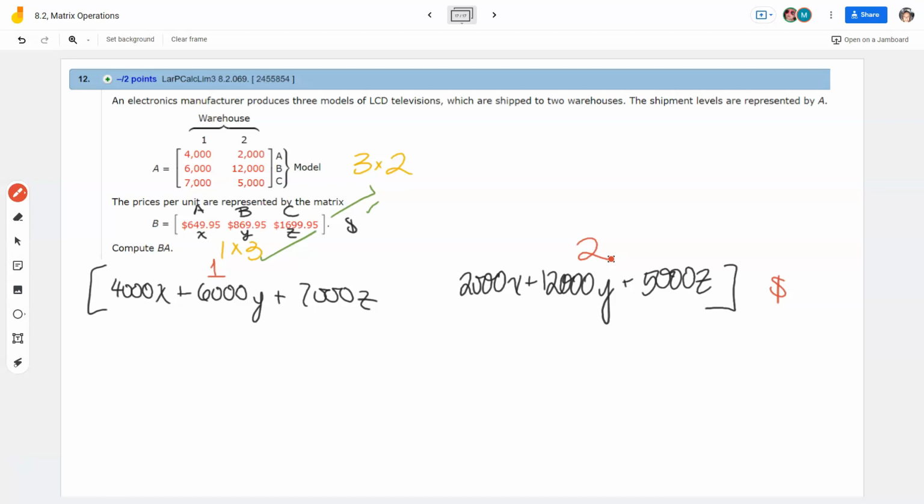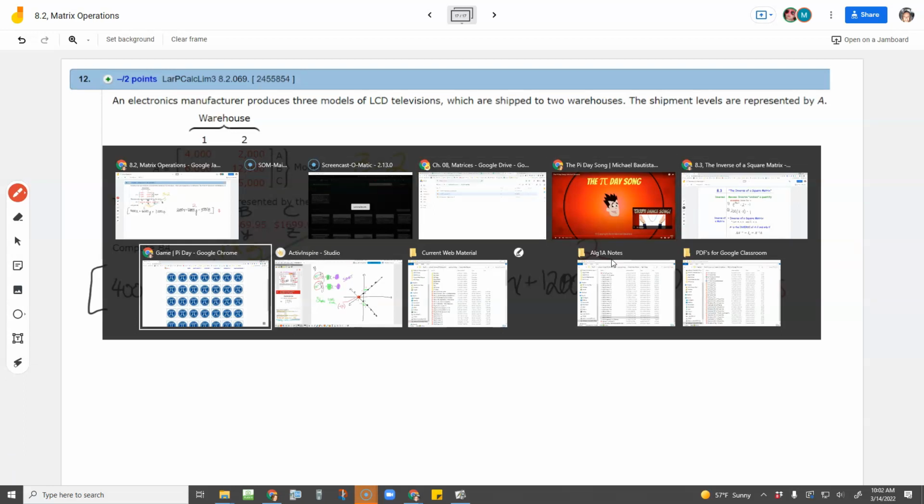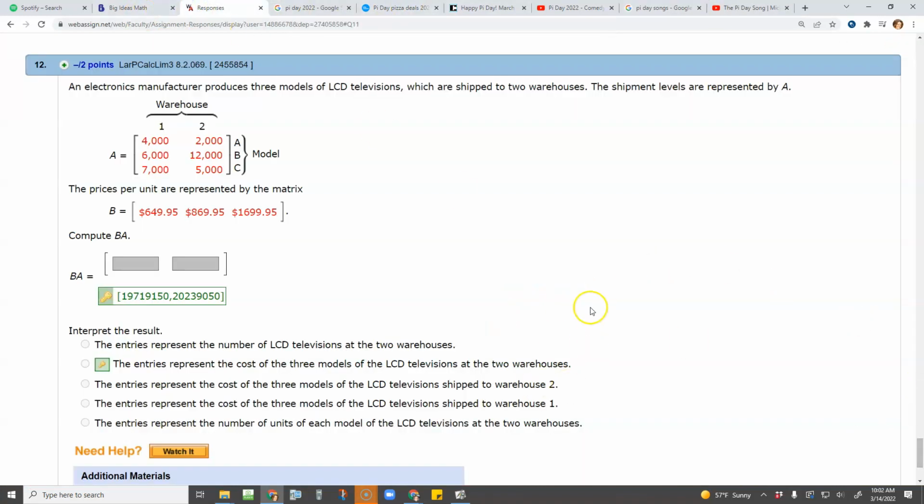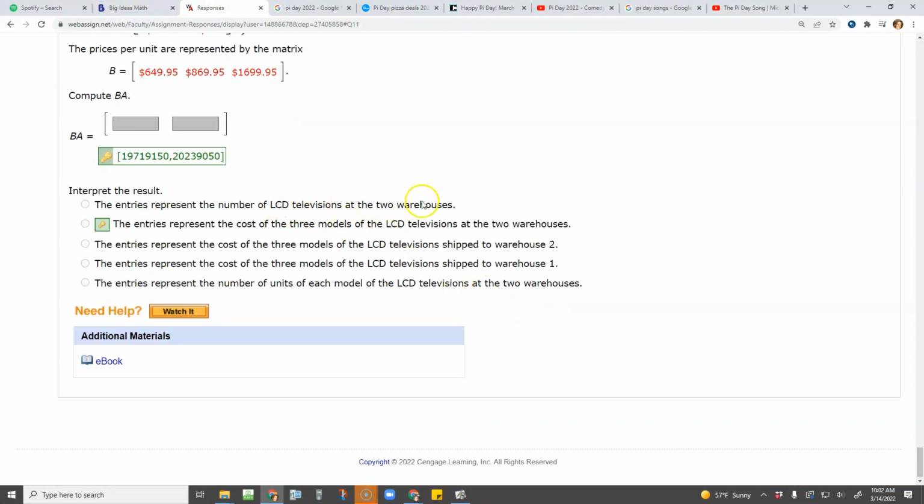But yeah. How does that line up to the different options that they gave you? Well, they gave you, oh, where's what was it? It's on the Pi Day song one. The number of LCDs, definitely not. You multiply it by money. The cost of the 3 models at the 2 warehouses, I don't love how they worded that, but yeah, that technically works. Because just warehouse 2, no, you multiply by both. Just warehouse 1, nope, you multiply by both. And the number of units, definitely not. It has to do with the cost.